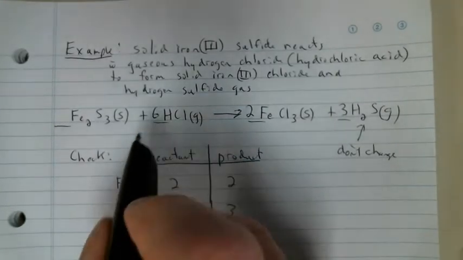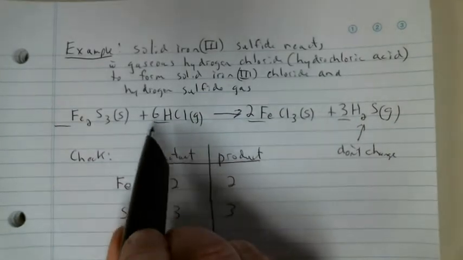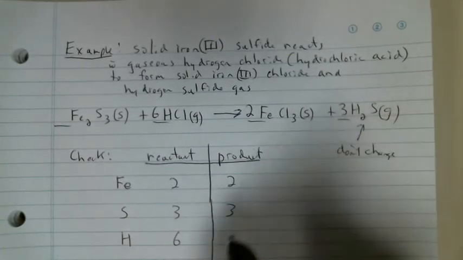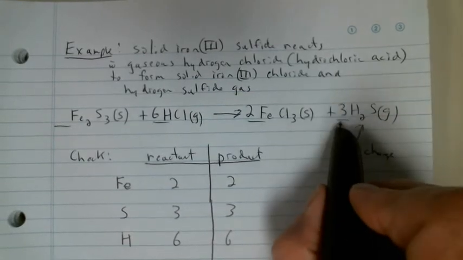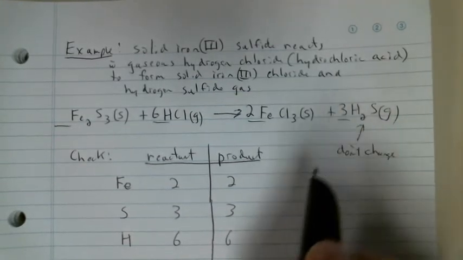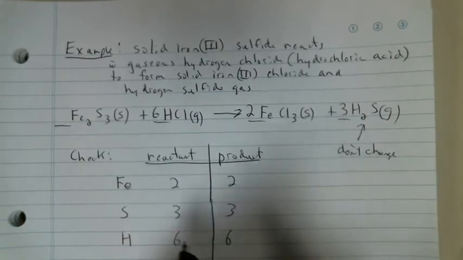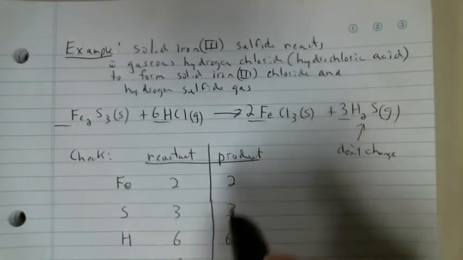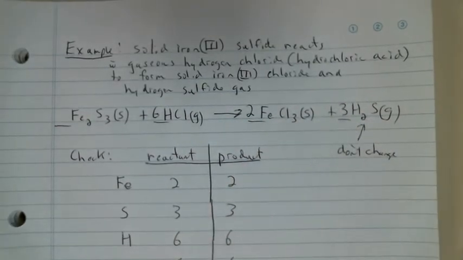And then let's see what's next. Hydrogen atoms, 6 hydrogen atoms. 3 times 2 means 6. So there's 3 of these molecules. Each molecule has 2 hydrogens. That's a total of 6. And then the last element is chlorine. There's 6 of them, and 2 times 3 is 6. So that's balanced, and it's good.